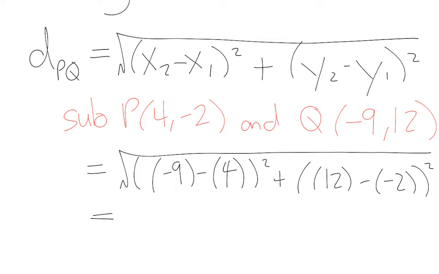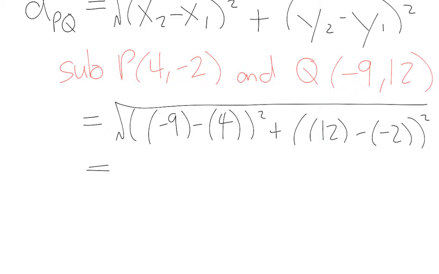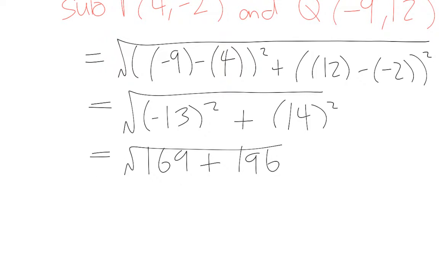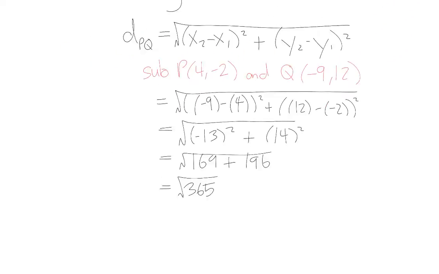I'm going to clean up the stuff in the brackets, and you will be left with (-13) to the power of 2 plus 14 to the power of 2, and that will be all under the square root sign. That should be 169, and that would be 196. Again, we're going to simplify whatever's under the square root, and you will be left with 365.